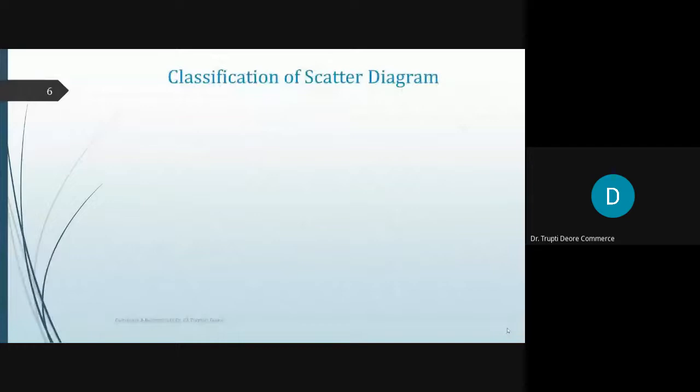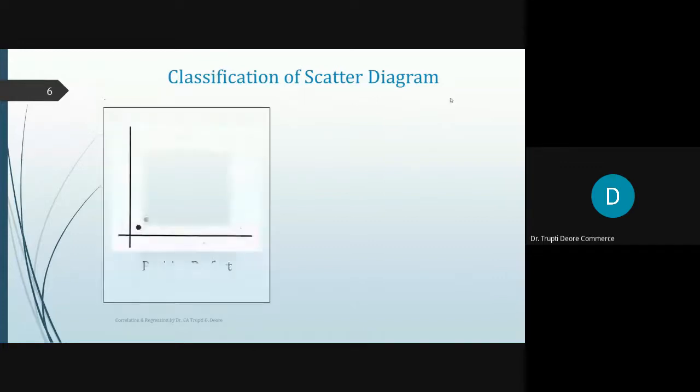Types of scatter diagram. Scatter diagram is classified on the basis of structure. It means how it behaves or what structure we see on a graph. For example, it's an x-axis, it's a y-axis, right? So when we plot bivariate data on the graph, the behavior or the structure of these points defines the classification of scatter diagram. So let's check out the types or classifications of scatter diagram.